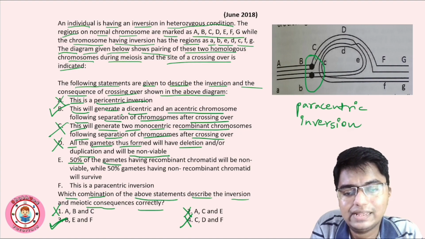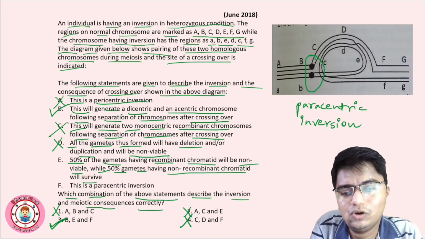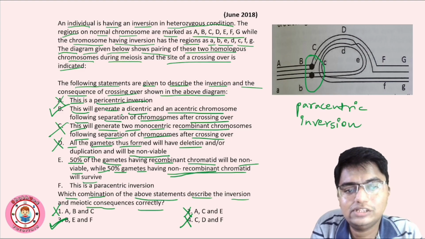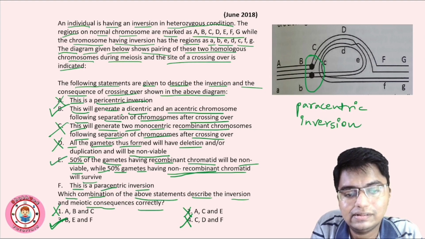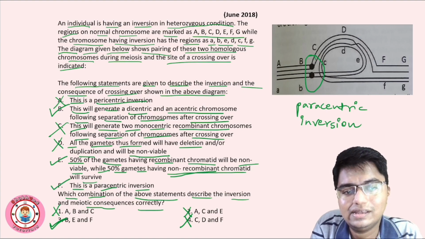50% of the gametes having recombinant chromatid will be non-viable, while 50% gametes having non-recombinant chromatid will survive. Okay, मतलब parental and जो recombinant है, that will be non-viable. जो parental है, non-recombinant means parental, right? This will survive. And this is a paracentric inversion. Yes. E and F both are correct. Option number 3, B, E, F is the correct statement.